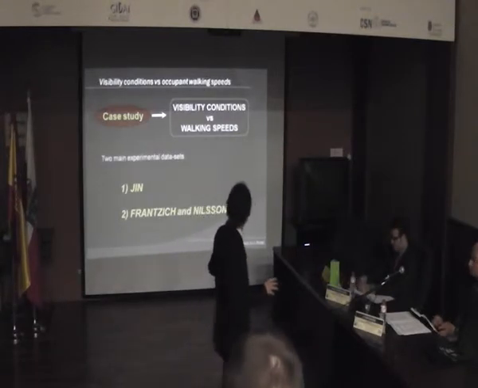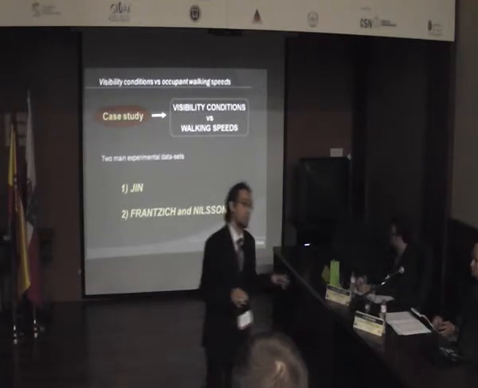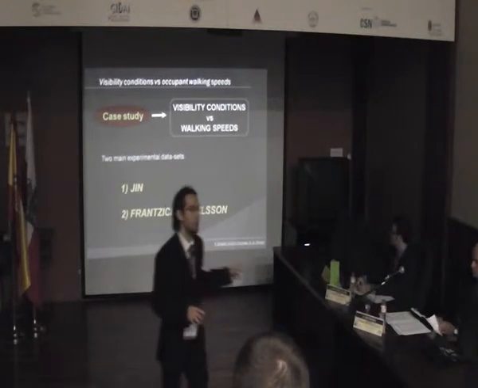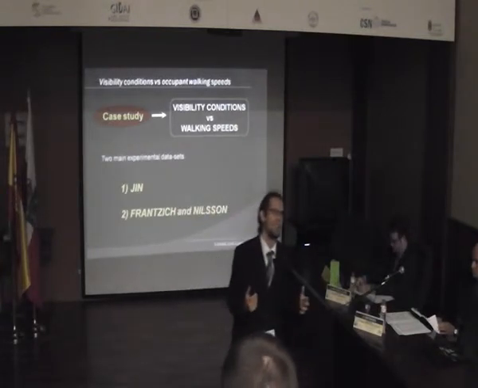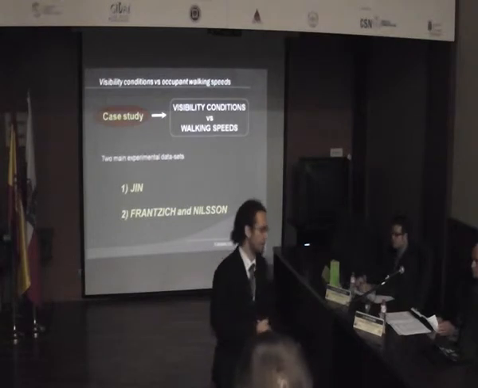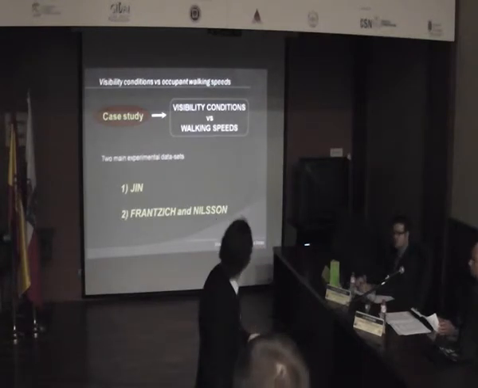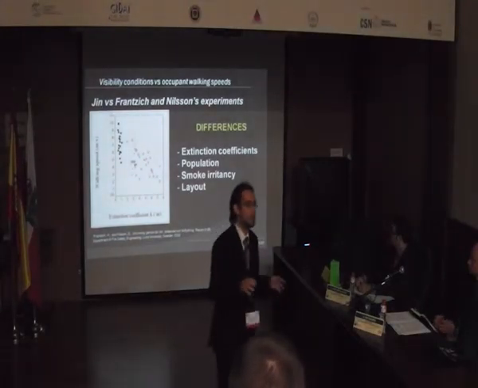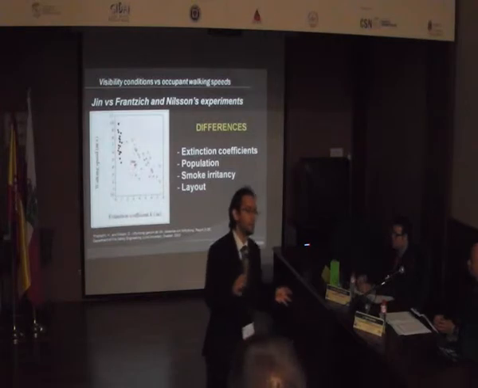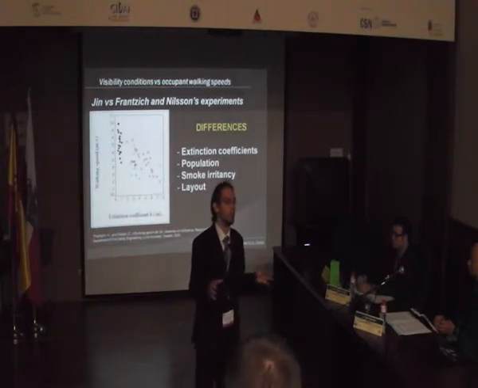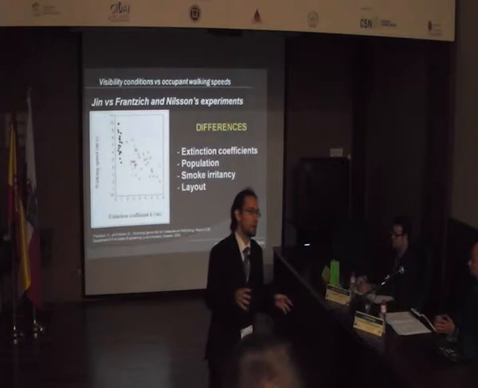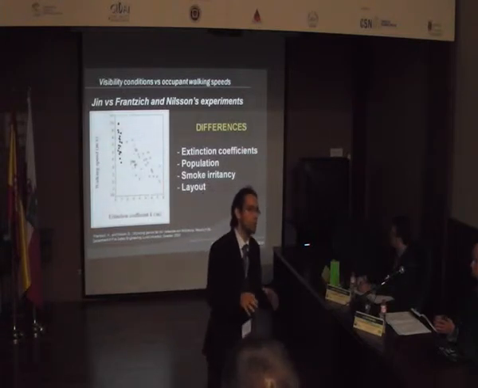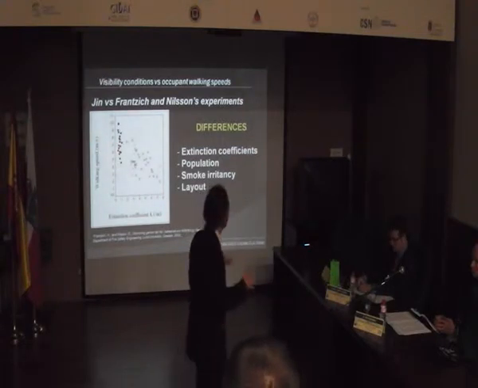The first one is the Jeans experiment that was performed in the 70s, and the more recent one was performed by Frantzich and Nilsson in a set of previous experiments they did like 5-6 years ago, something like this, in tunnels. So what are the differences in these data sets? Actually, as modelers, we sometimes use these data sets as equivalent, but they are based on completely different experimental conditions, so users should be aware of the genesis of these data sets.